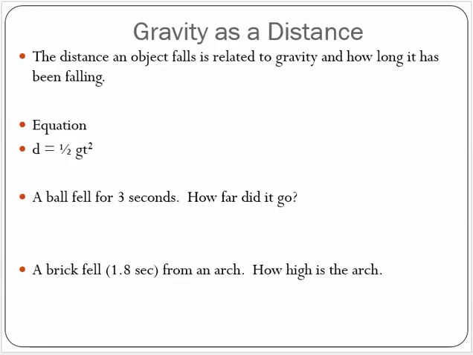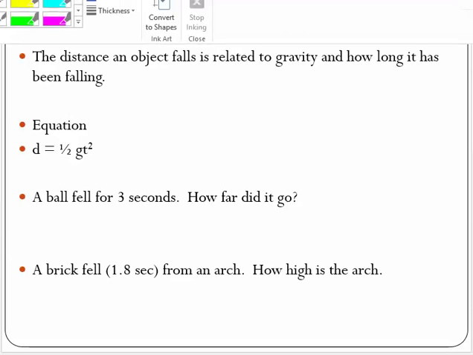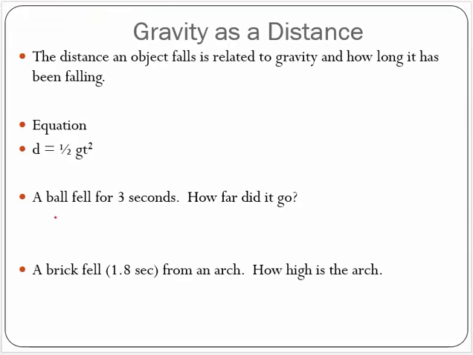Now, gravity as a distance. How do we find out how far something has fallen? Because gravity is pulling on it. Well, the distance an object falls is related to gravity and how long it has been falling. We have an equation, distance equals 1/2 gt squared. I know we're throwing lots of equations at you today. But a ball fell for 3 seconds. How far did it go?